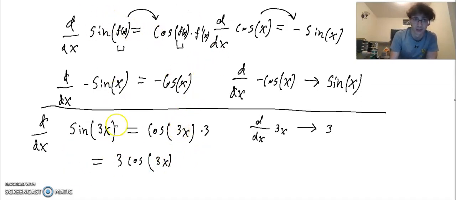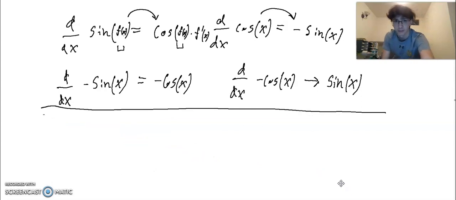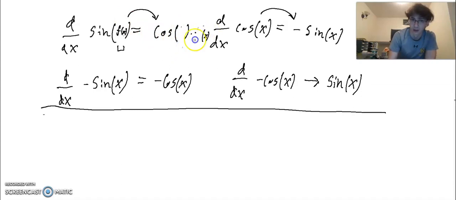Now let's make this a little more neat. But there's a faster way to delete all this.